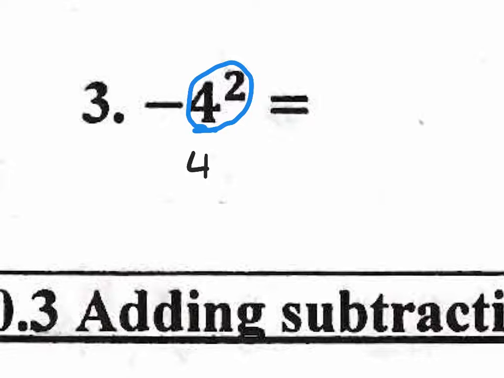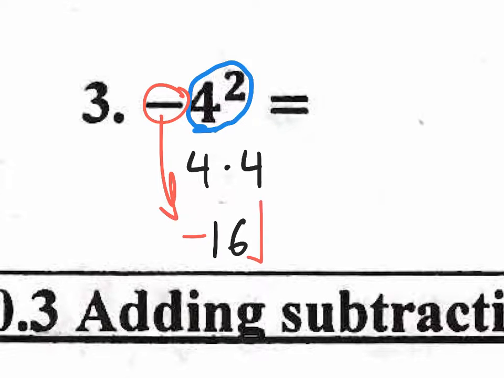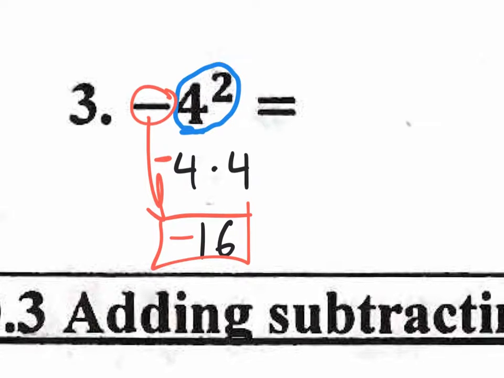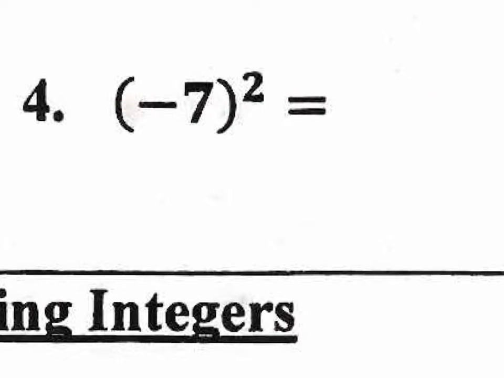So what is 4 squared? That's 4 times 4. So the answer is 16. And what about this negative sign? You just put it right in front of your answer. Now, technically, you should have written it right here on the expanded form. Let's move on to the last one here, I believe. Negative 7 in parentheses to the second power.